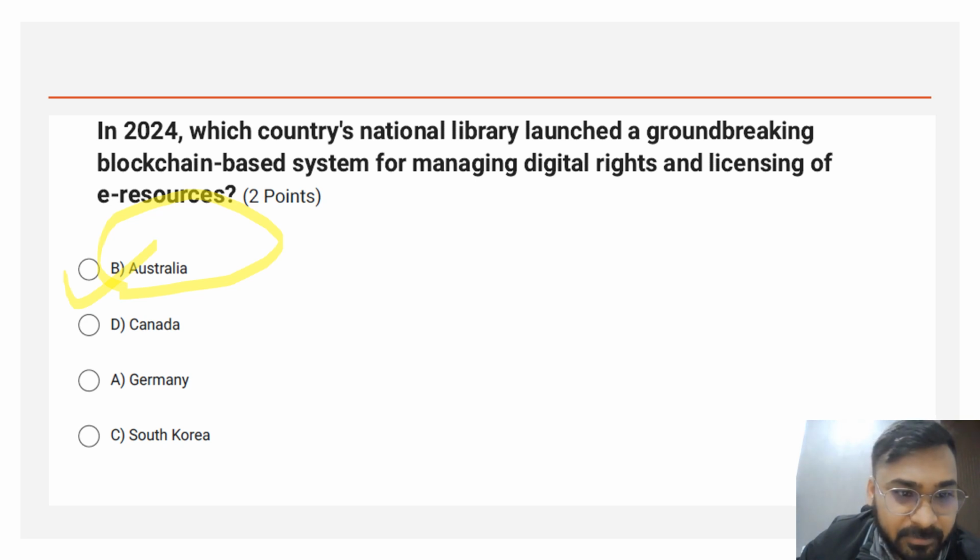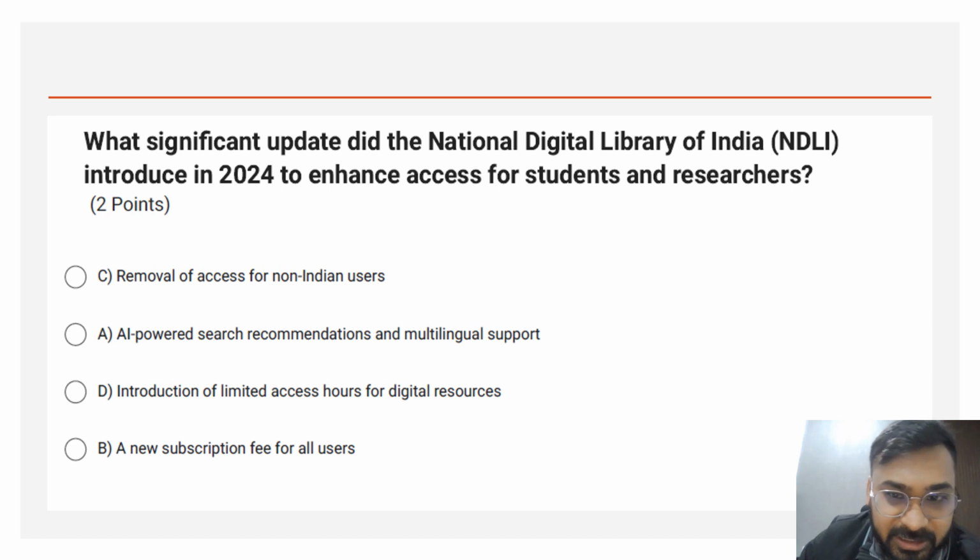I need to reconfirm. What significant update did the National Digital Library of India, NDLI, introduce in 2024 to enhance access for students and researchers? Removal of access for non-Indian users, AI-powered recommendation and multilingual support. Yeah, this is the right option: AI-powered search and recommendation, multilingual support.